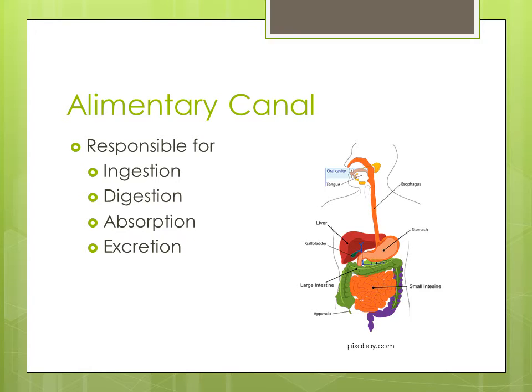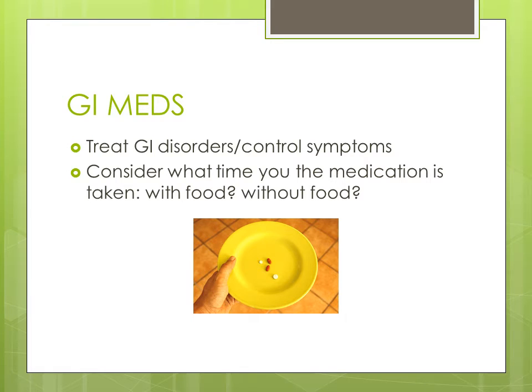GI medications work to increase or decrease function by changing the muscle tone. They can replace deficient enzymes or increase or decrease the emptying time or rate of passage through the system. GI medications are used to treat GI disorders or to control GI symptoms.